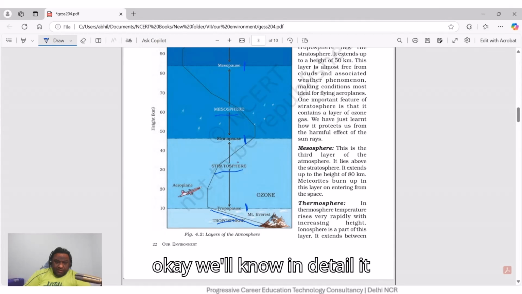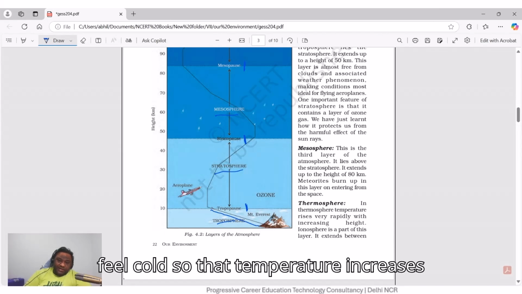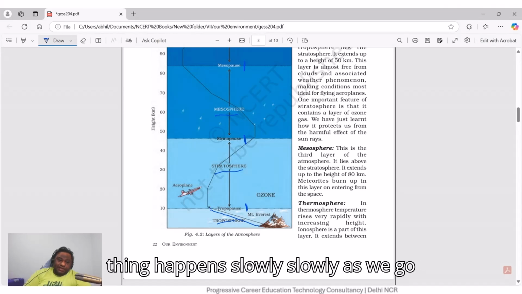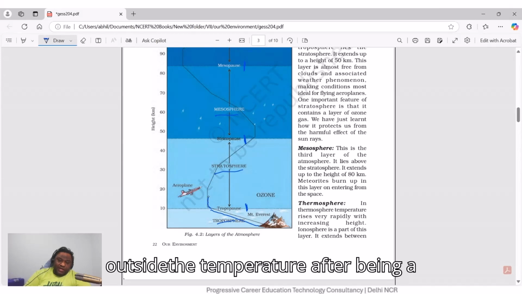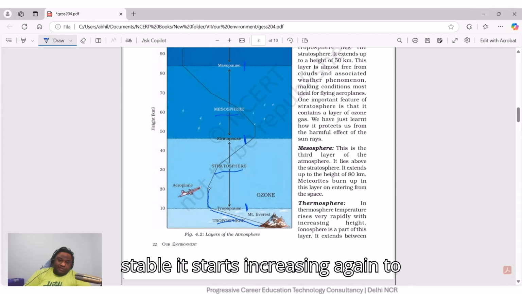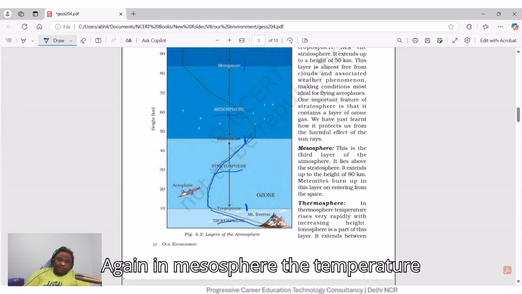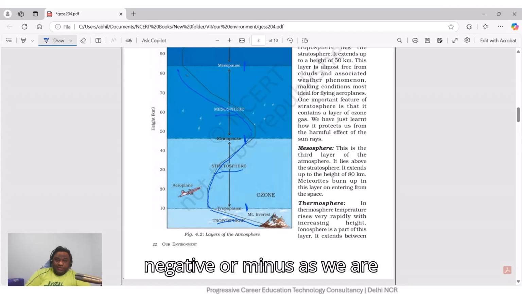Okay, we'll know in detail. It will be in the minuses, because when you climb mountains, you feel cold, so the temperature decreases. But in the stratosphere, another thing happens. Slowly, as we go near the surface of the exosphere or outside, after being stable, the temperature starts increasing again, from minus towards positive. Again in the mesosphere, the temperature decreases to negative.